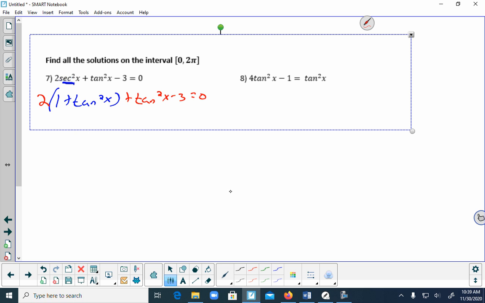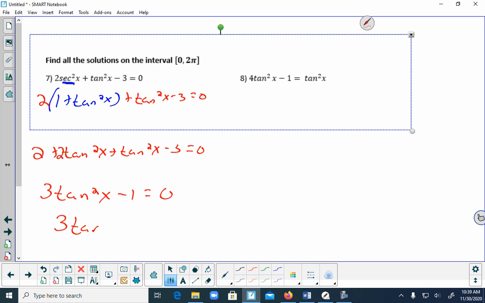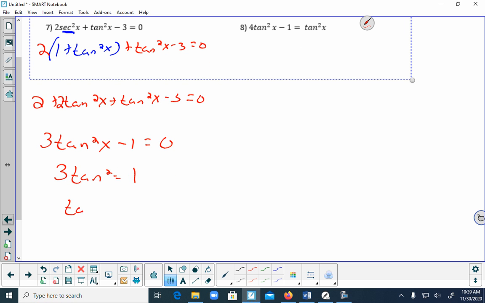So when I distribute the 2, I'm going to have 2 plus the 2 tangent squared x plus tangent squared x minus 3 is equal to 0. So I'm going to have 3 tangent squared x, and then the 2 plus the negative 3 will be minus 1. So I'm going to have 3 tangent squared x is equal to 1. When I add 1 to both sides, divide both sides by 3.